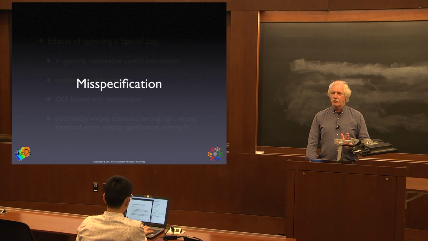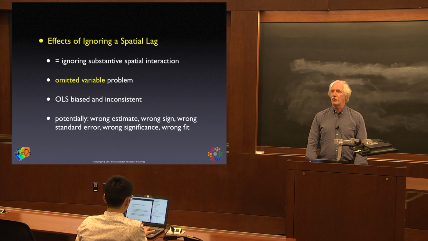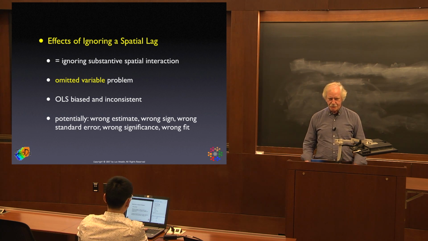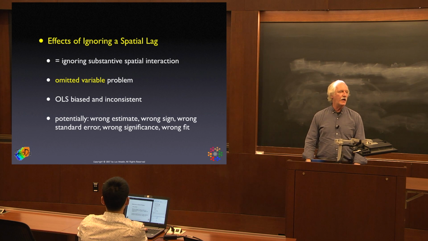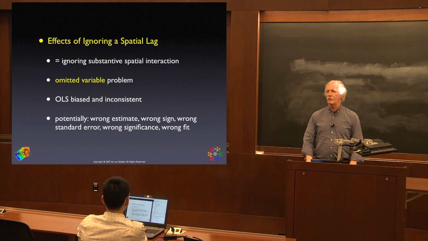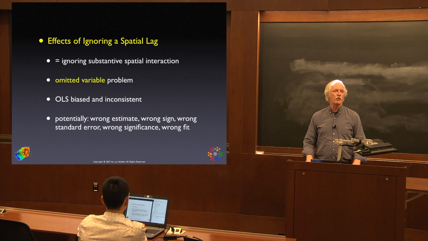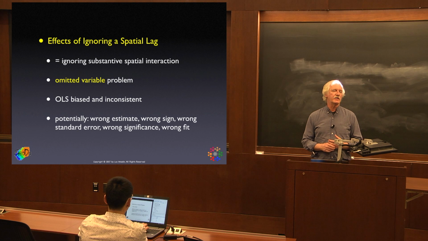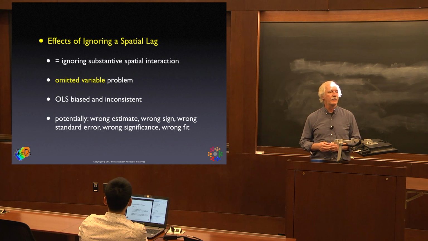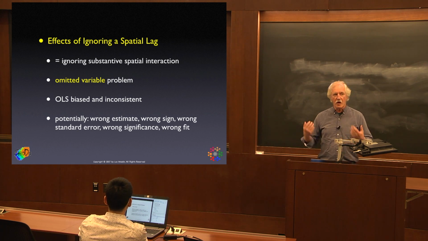How bad is it when we ignore a spatial lag? So this is an omitted variable problem. Basically, it's very bad, right? And you don't have to do math or anything to get this. If there is actually interaction going on and you ignore that interaction, you will be making a mistake, right? And since the spatial lag model is a model for substantive spatial interaction, if you drop it from the model, you're going to have all kinds of problems.